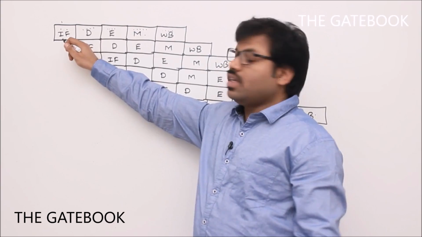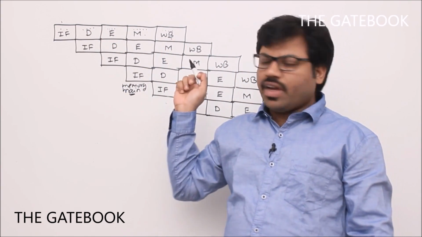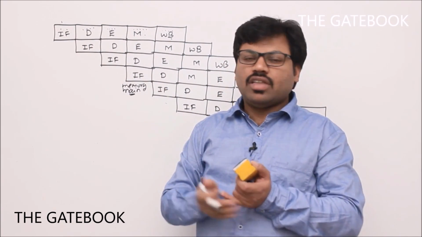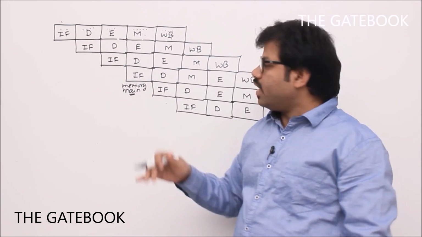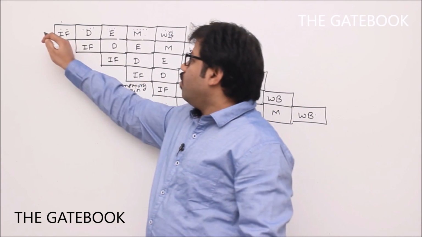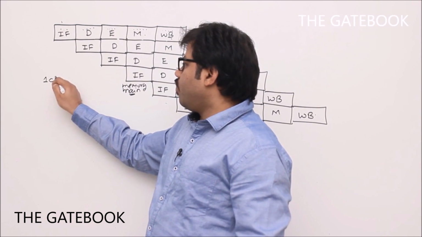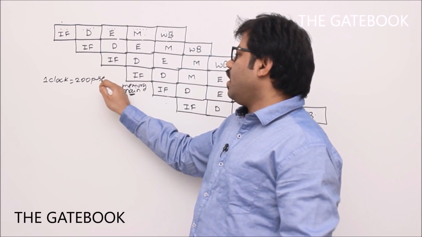So instruction fetch does not require any hardware about write back. There is no dependency, all are independent. That means at a time you can make all these things work. If that is the case, assume that I am using one clock cycle, let's say time period. One clock cycle is now 200 picoseconds. In the previous example we took it like this, right?